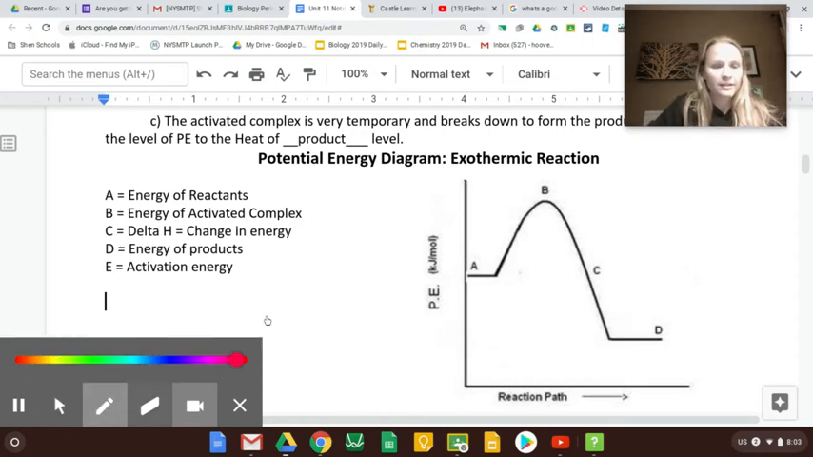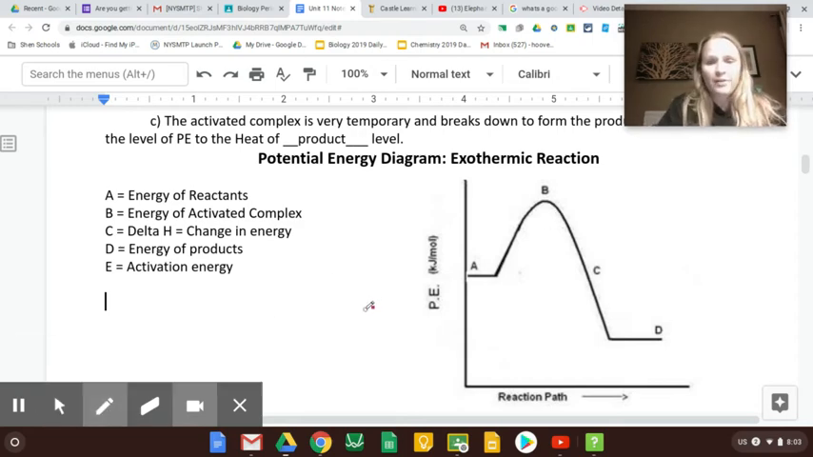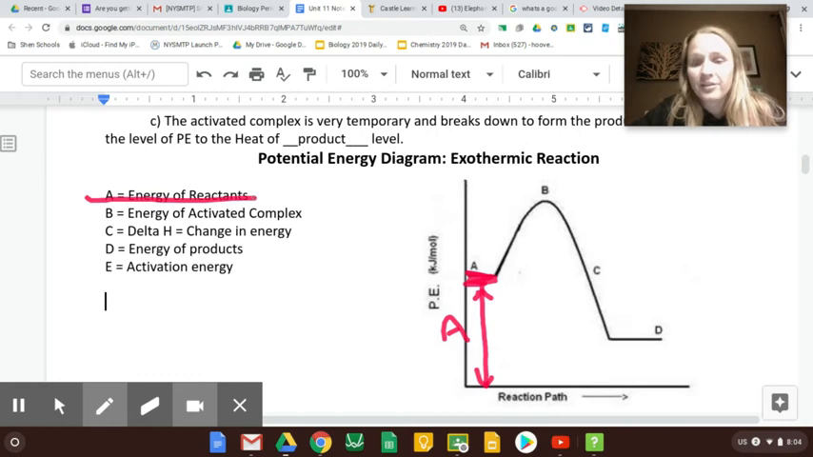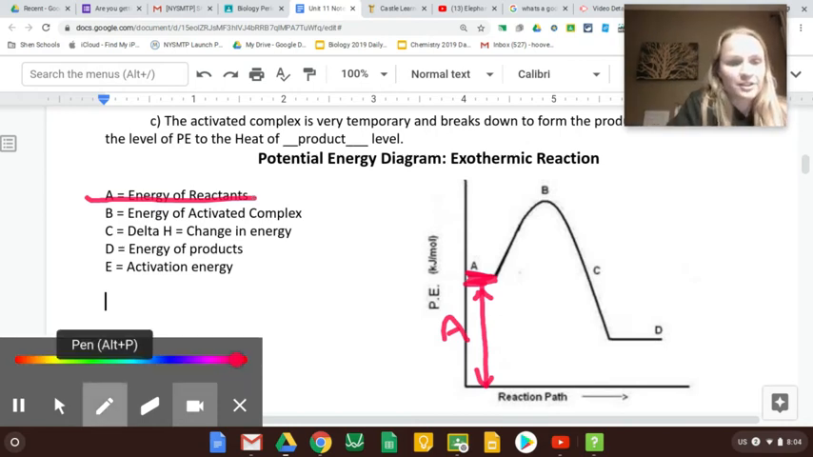We looked at elephant's toothpaste. First, if you have a reaction, you start out with a certain amount of energy, not much happening. It's just level, and that is the energy of the reactants. Sometimes instead of just labeling it A like they did, they'll label the distance from here to here as A. So A is just the energy of the reactants. That's how much energy they start with.